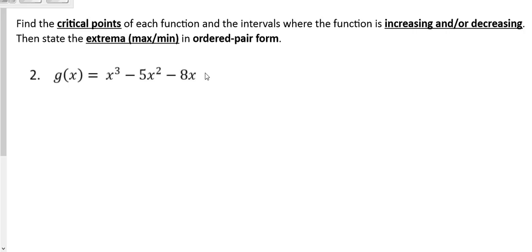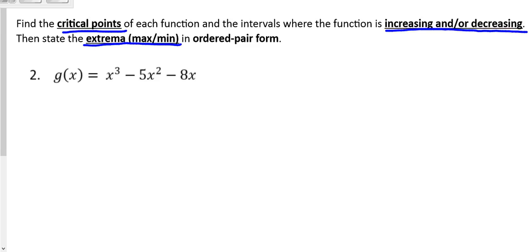In this problem, we need to find the critical points of the function. We need to find where the function is increasing and decreasing. We need to state what the extrema are, so we need to find the maximum or minimum. To do this, we need to do the first derivative test.